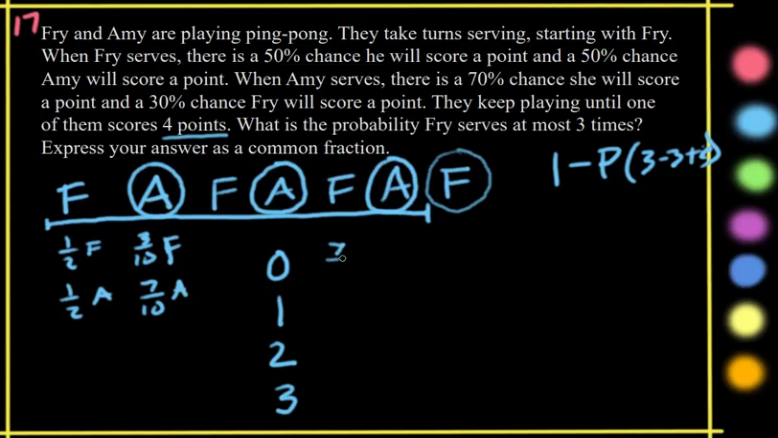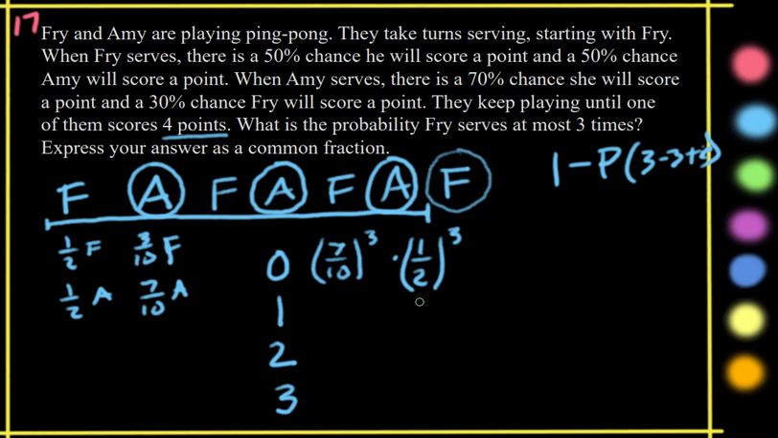Let's see, 7/10 cubed, right? Because Amy's got to win all 3 of those. So this one, and this one. And then you got to multiply it by 1/2 cubed, because, let's see, Fry will have to win all of the ones. Or no, we said Fry won 0 of the ones that Amy served. So that means Amy won them all. And then that means Fry has to win all of the ones that he served.